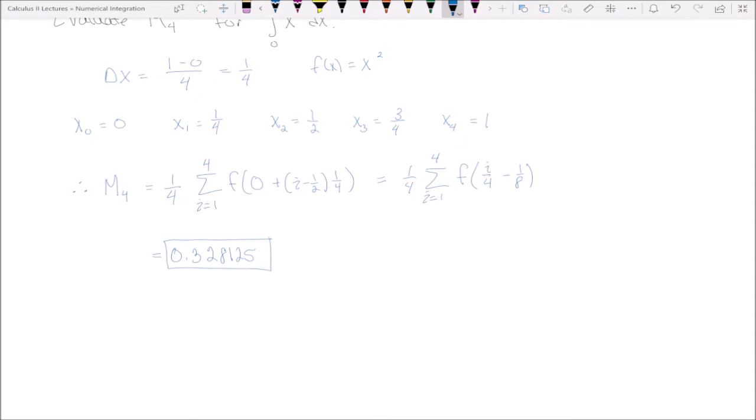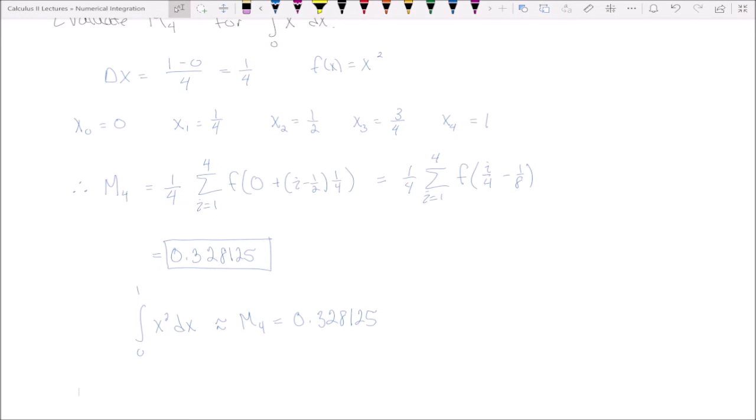Right, so M4 is 0.328125, meaning that this integral, we can say, using M4 is approximately 0.328125. That's what we just did. And I'll leave it to the viewer to actually evaluate the exact value of the integral and see how good of an estimate this was.